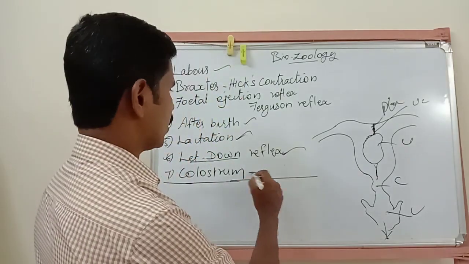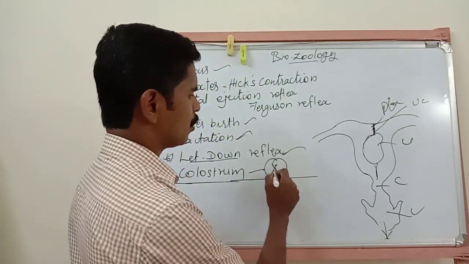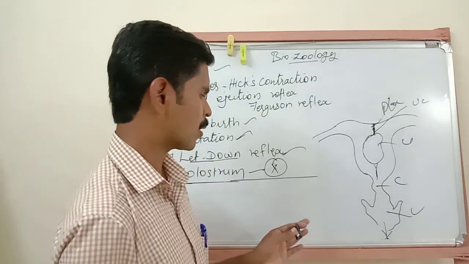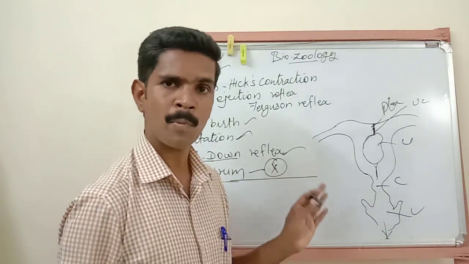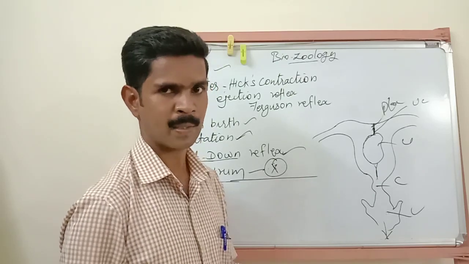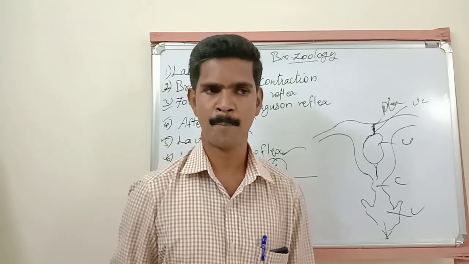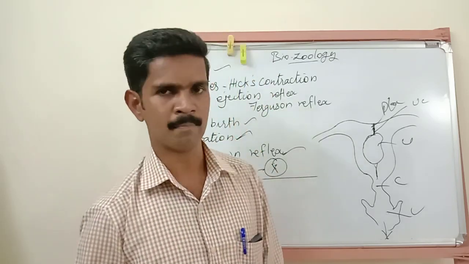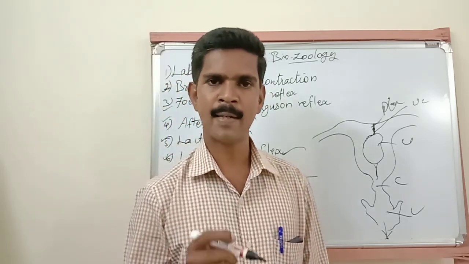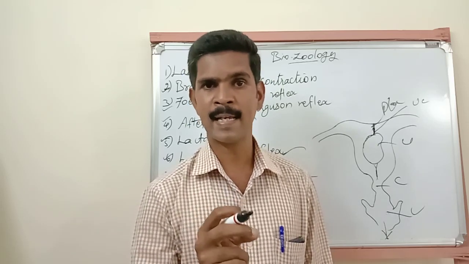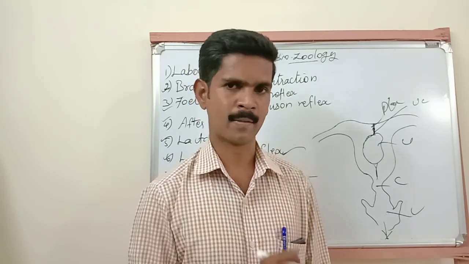The next one is a very important 2-mark question. Sometimes it may be asked as a 3-mark question, and there are some 1-mark questions also. So listen very carefully. Colostrum. Colostrum is a yellowish fluid secreted by the mammary gland during the initial days after childbirth.